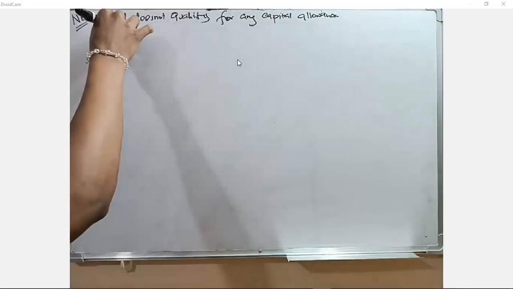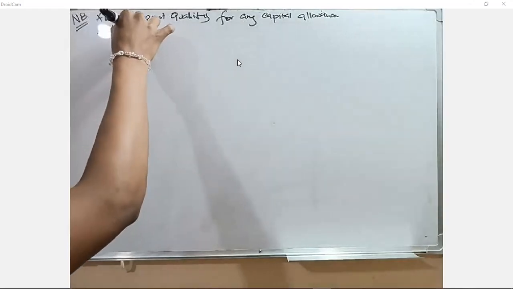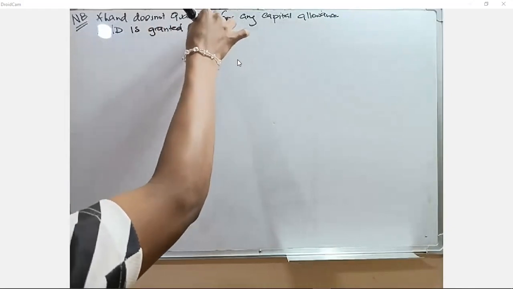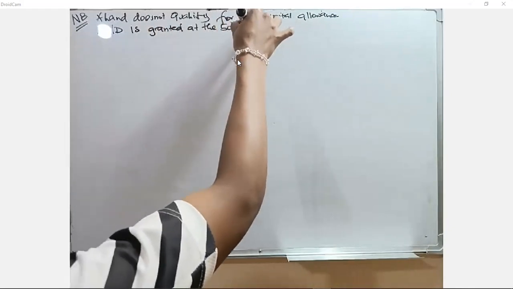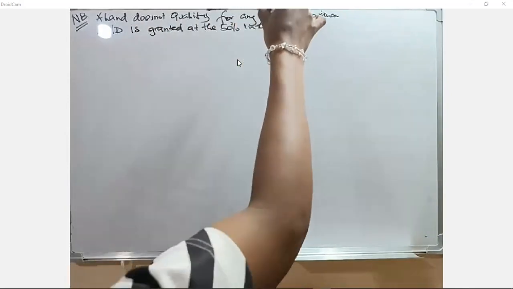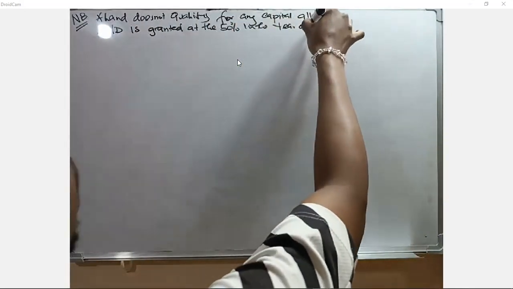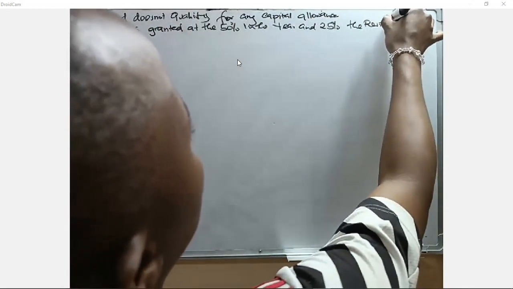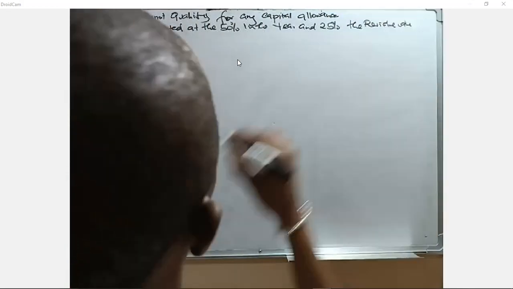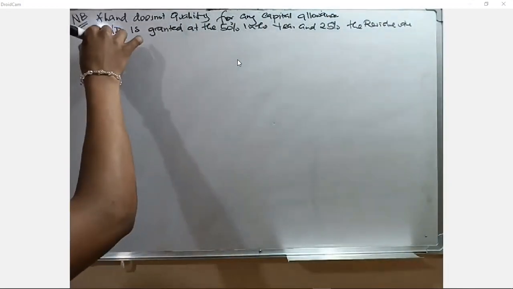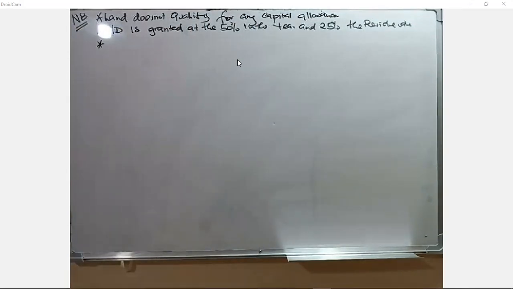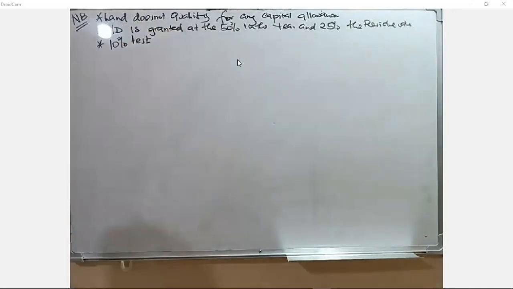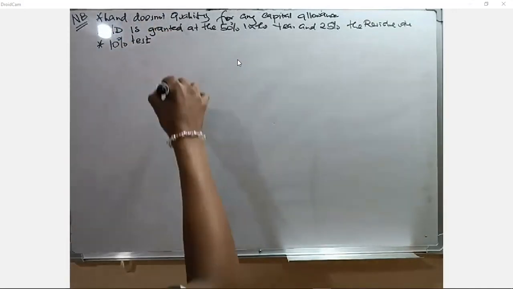Number 2, we say IBD is granted at the rate of 50% in the first year and 25% on the residue value. That is number 2. The NB number 3, we say there is a 10% test which is normally done.